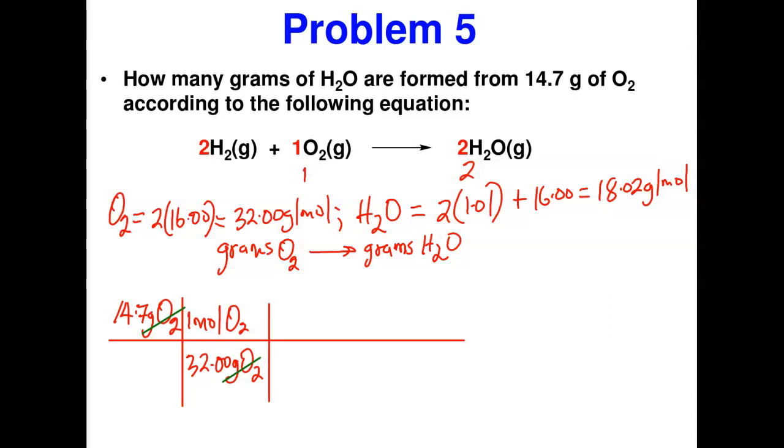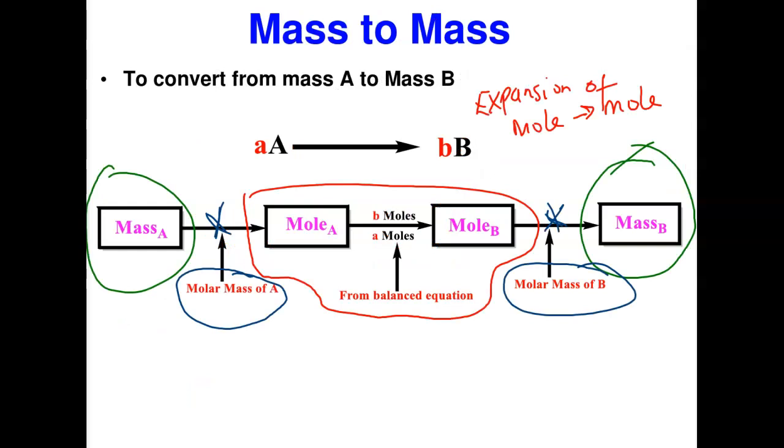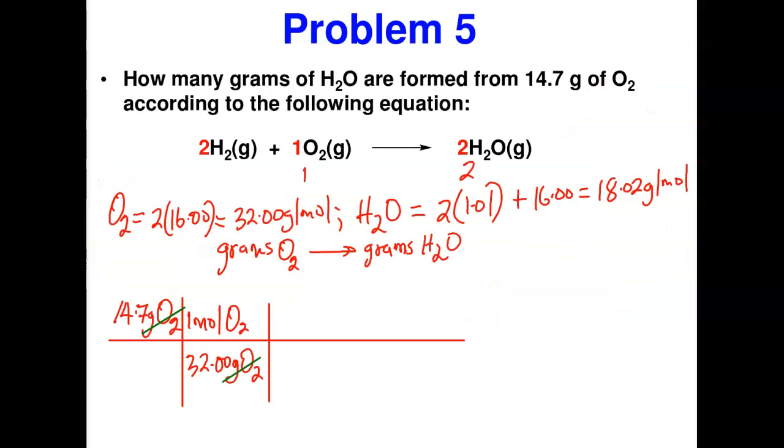And then the next one. Remember, let's go back to this. We've converted from mass of oxygen to mole of oxygen using the molar mass. Now we're going to convert from mole of oxygen to mole of water using the stoichiometric coefficients of the balanced equation. So that's what we do next. We're going to convert from moles of oxygen to moles of what?